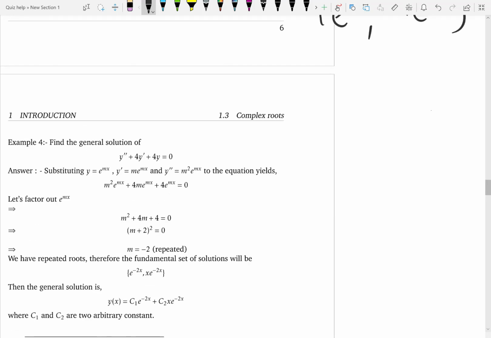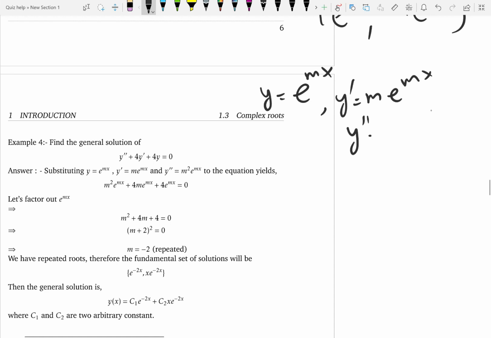What is the approach again? You treat it like a normal problem. You don't predict the roots until you factorize. You don't know what's going to happen, whether it's distinct roots or repeated roots. Later we are going to learn complex roots. You don't know that. What we do first is assume y is equal to e to the mx. Then y prime is m e to the mx, and y double prime is m square e to the mx. Now you substitute them into the differential equation.